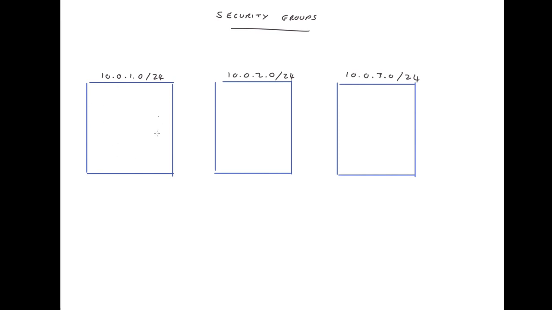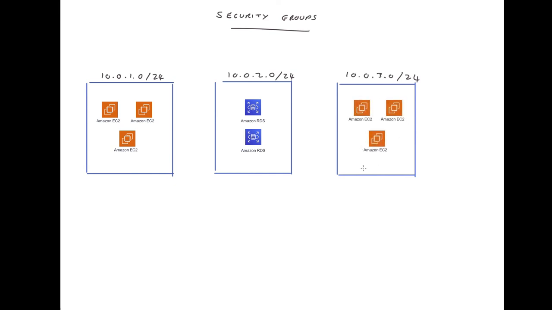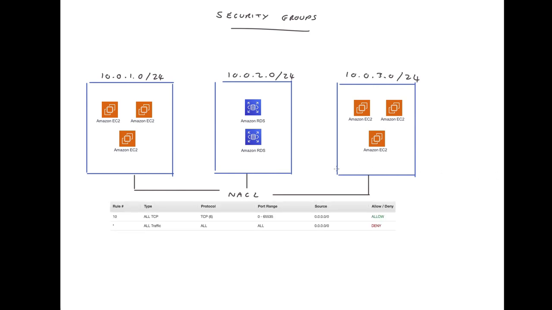Now this first subnet will have EC2 instances in them. The second subnet will have RDS instances running MySQL or Aurora. And the last subnet here will also have EC2 instances in them. Now each of these three subnets are associated to the same network access control list. So this one is linked, this one, and also this one. And this network access control list looks like this.